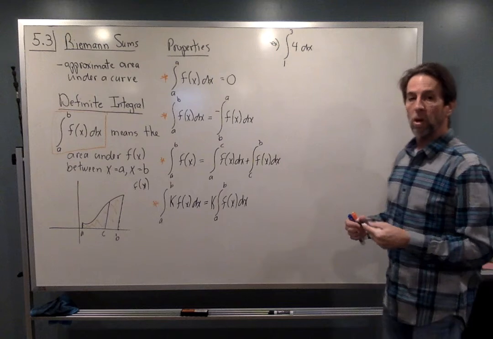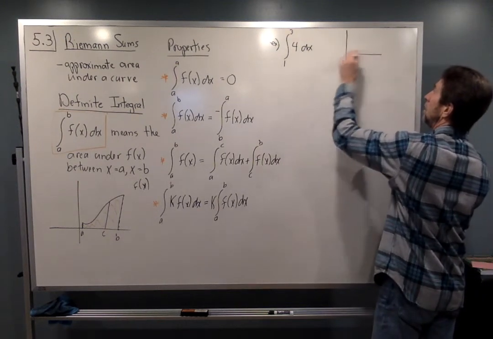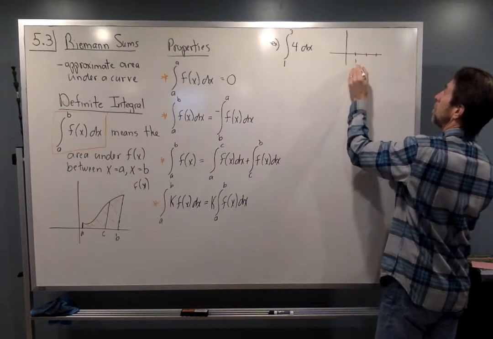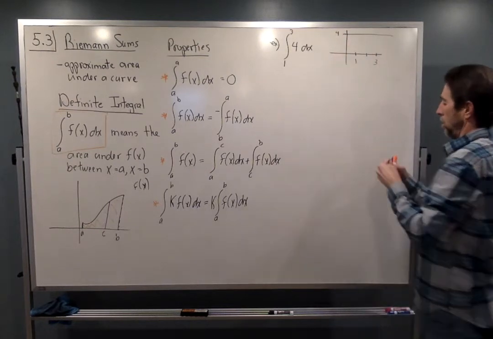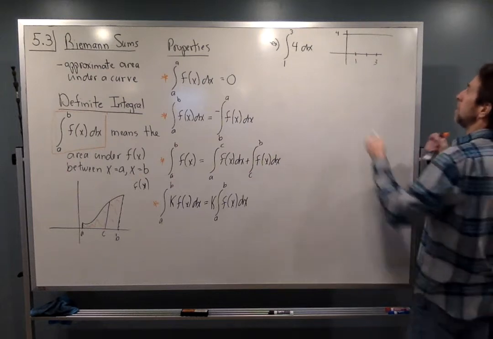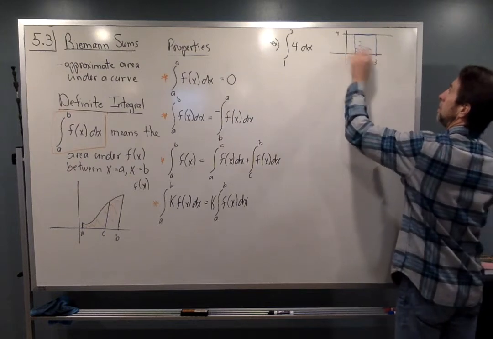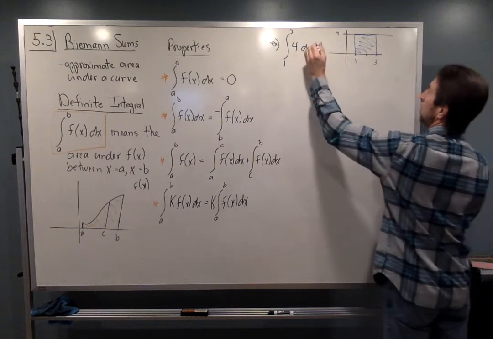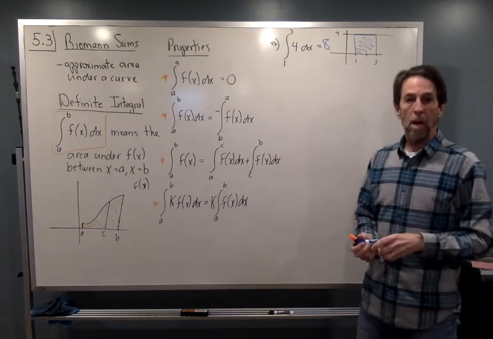Well, the integral of 4 from 1 to 3 would just be basically the area underneath the function 4. The function 4 is nothing more than a horizontal line. So what we're looking for is basically this. It's not too hard to figure out that the area is just going to be 2 times 4, so that definite integral has a value of 8. Not much to it.